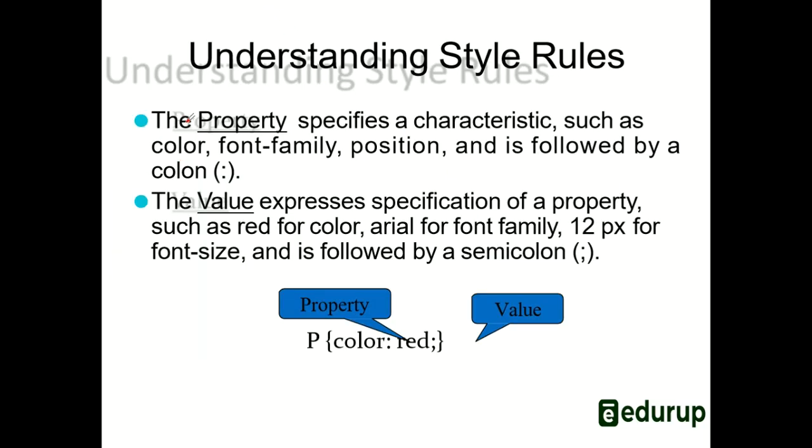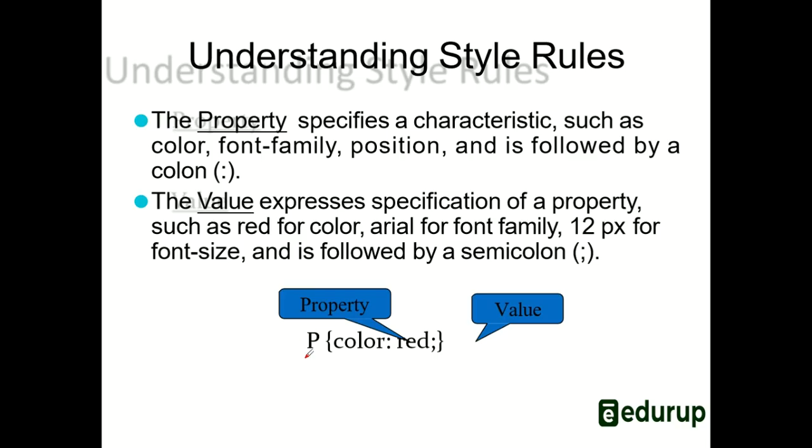Next, the property specifies the characteristics such as color, font family, position, and is followed by a colon. Always remember, whenever you are writing a property, it is followed by a colon. The value expresses the specification of a property, such as red for a color, Arial for a font family, and 12 pixels for a font size, and it is followed by a semicolon. One declaration over means end with a semicolon.